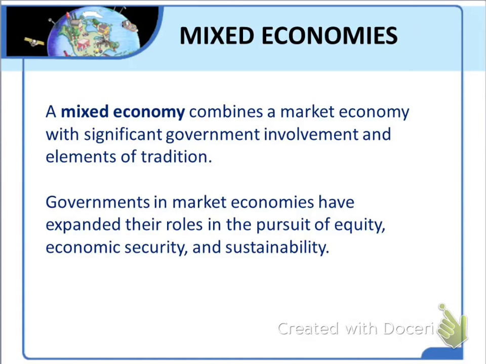Employers were also required to treat their young workers more humanely by providing clothing, instruction in reading, writing, and arithmetic, and at least one bed for every 2 apprentices. By today's standards, this doesn't sound very appealing at all, but conditions were so poor at the time that the Factory Act was a major improvement. Over time, governments and market economies have expanded their roles in the pursuit of equity, economic security, and sustainability.